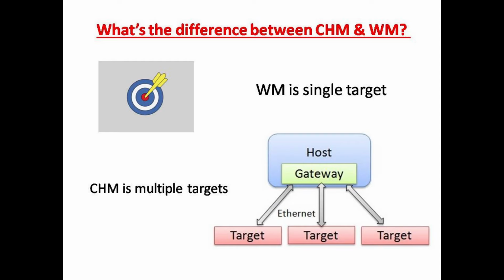So Western medicine is a single target, but Chinese medicine is a multiple target. It can treat the patient and the disease in several different ways, not only in one way. That is the advantage of Chinese medicine.